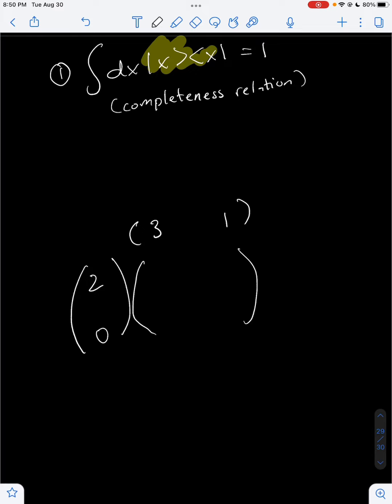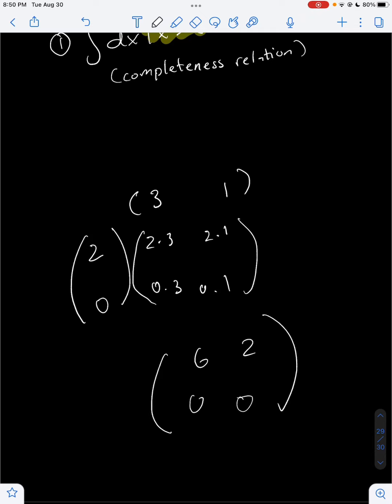The outer product, or the tensor product, between the vectors 2, 0 and 3, 1 is going to be 2 times 3, 0 times 3, 2 times 1, and then 0 times 1. So it's going to be 6, 0, 2, and 0. So to find the outer product between two vectors, we just have to multiply the inputs together in these corresponding spots.